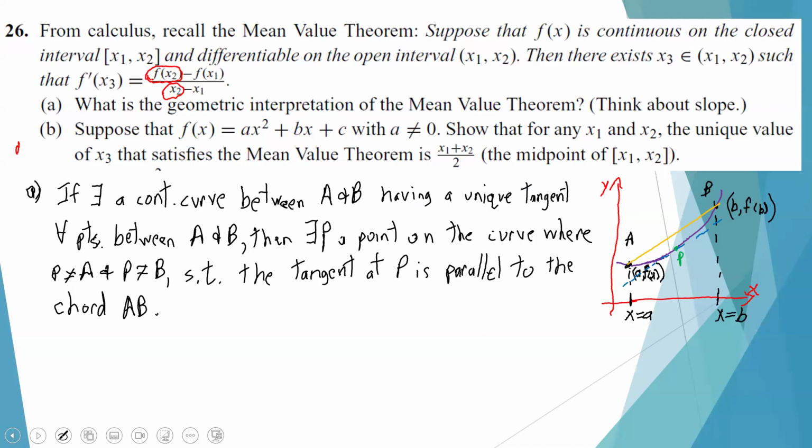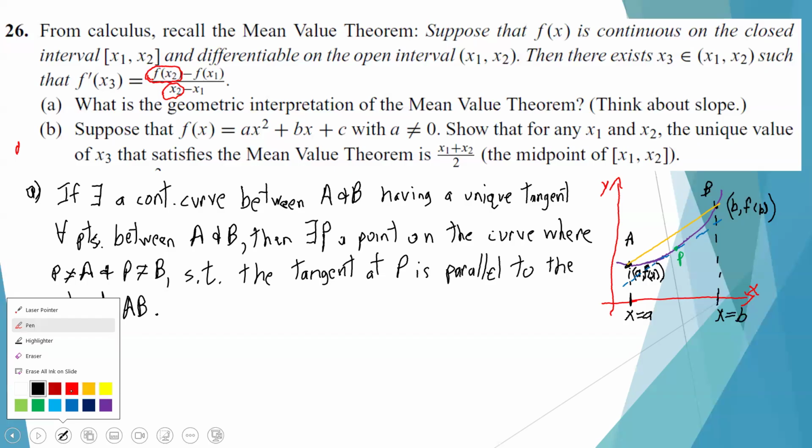And then what about the next one? Suppose that f of x is equal to some quadratic with a not equal to 0, because otherwise it wouldn't be a quadratic. Show that for any x1 and x2, the unique value of x3 that satisfies the mean value theorem is the midpoint, right? That's what we're showing. That should be fairly straightforward. Let me do that in a different color, and we'll see if there's enough room to get that in here. There might be.